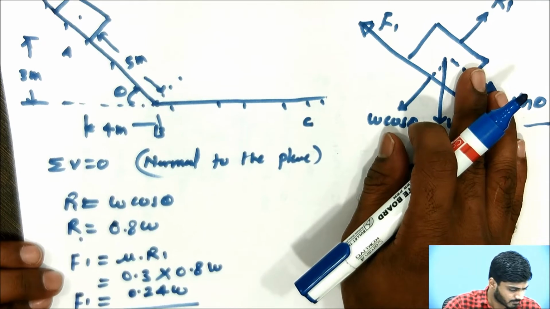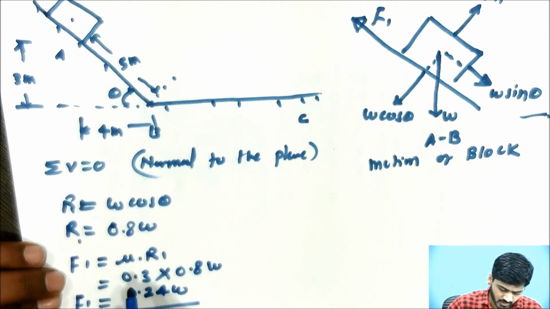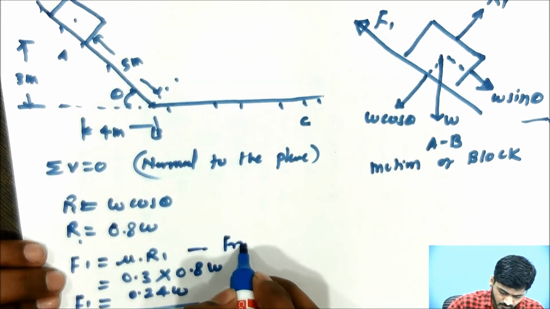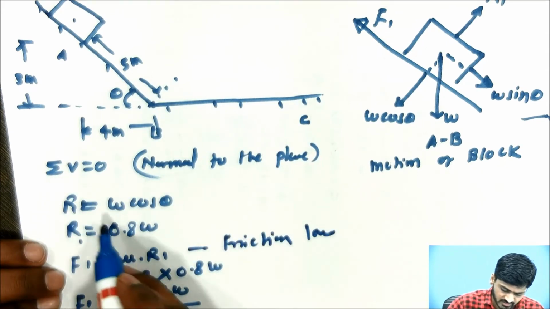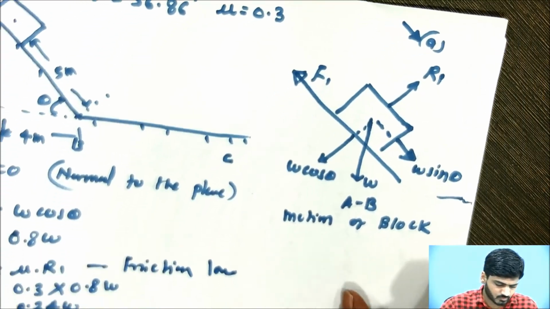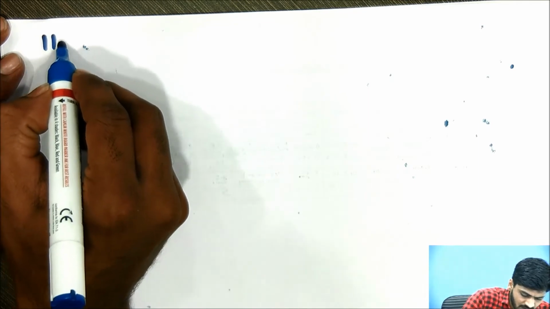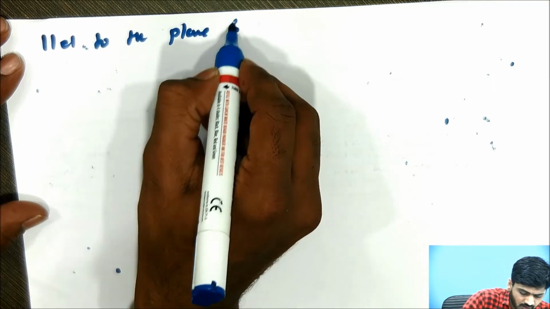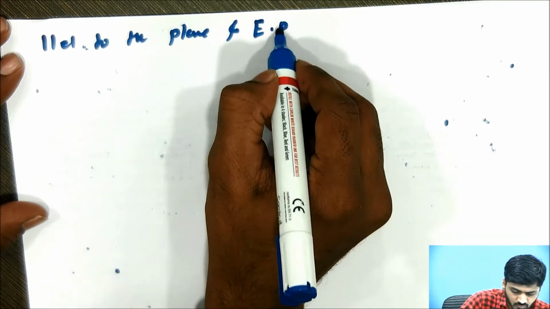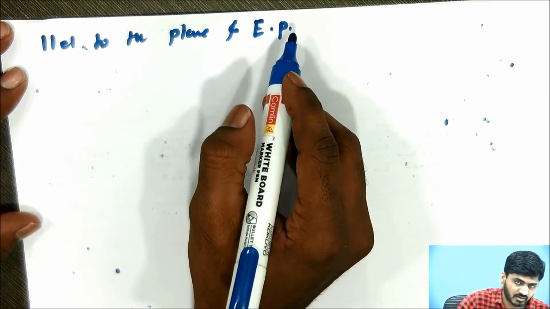Now here, the frictional force we have calculated according to the friction law. Here you have calculated the normal reaction, that is R. Now we are going to apply the principle. Before that, resolving the forces parallel to the plane and then you may apply the energy principle.